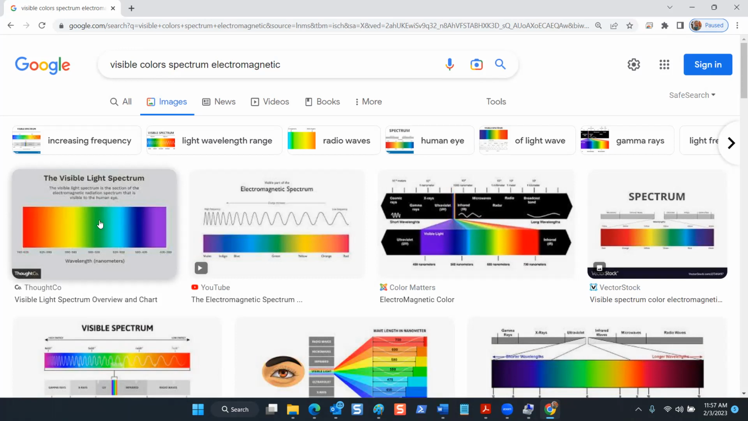G. G. Blue, indigo, violet. Biv. Roy G. Biv. All together. Roy G. Biv. Those are the colors in order from slowest to fastest.